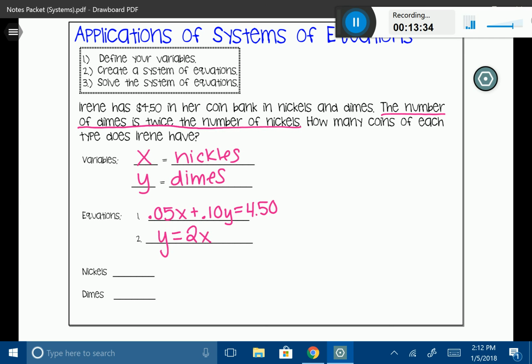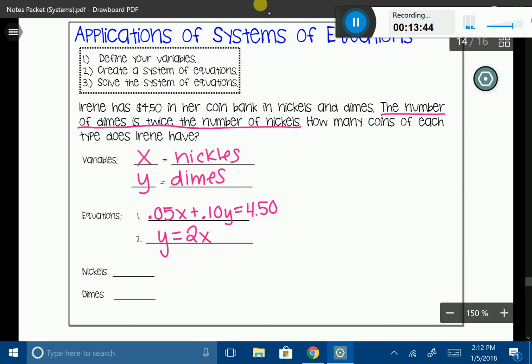All right, now that we have our system, there are a couple different things we could do here, but I personally think that substitution is definitely the best option because we already have a variable simplified down to itself with a coefficient of 1. So I'm going to take that second equation and substitute that y into the y in the first equation. So let's go ahead and set that up. 0.05x plus 0.10. Now I'm going to substitute my y in there, which is 2x, and that's going to be equal to $4.50.